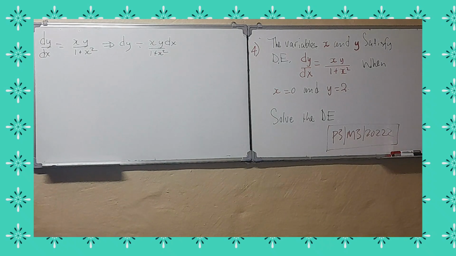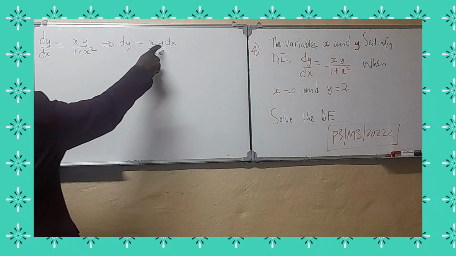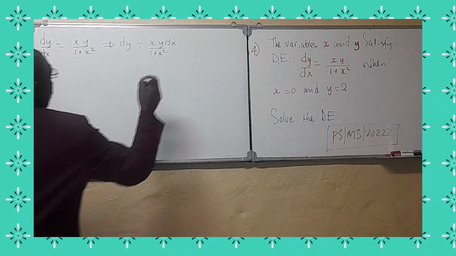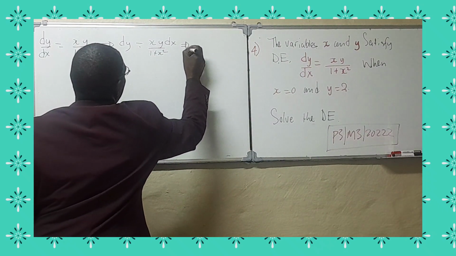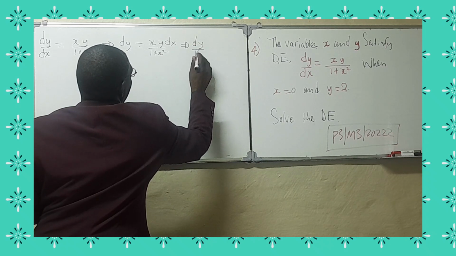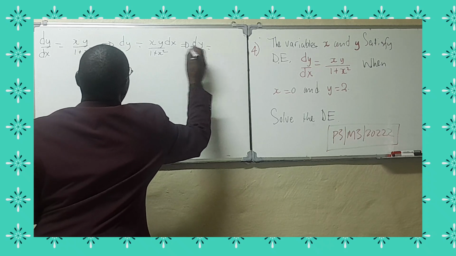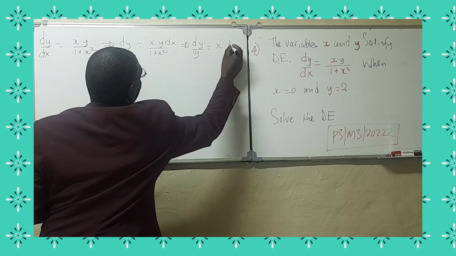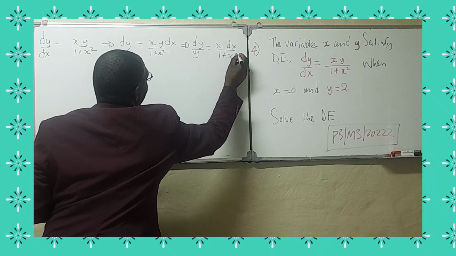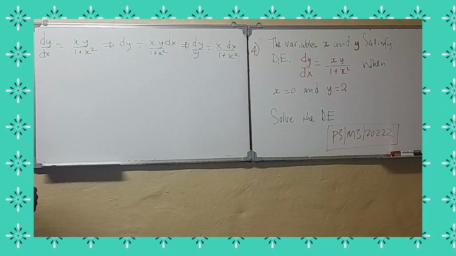Right? What shall we do next? Let's take our y this side, divide both sides by y. That will result in dy over y. Remember, we are dividing both sides by y. Will now give us x dx over 1 plus x squared. We have managed to separate the variables now, but let's go step by step through what we have done.